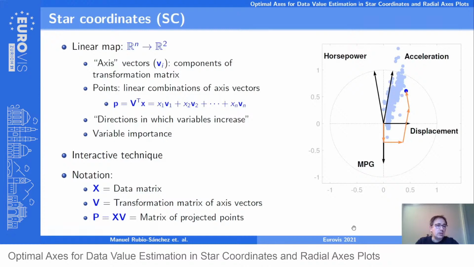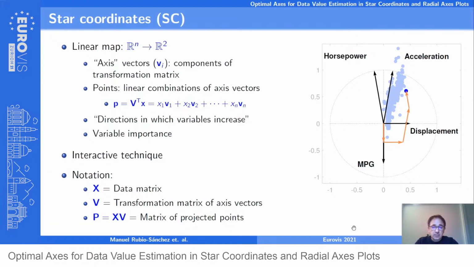The first one is star coordinates, which creates a linear mapping from your n-dimensional data space onto the plane. The axis vectors are simply the components of the transformation matrix, and the points are linear combinations of the axis vectors, where the coefficients of the linear combinations are the attribute values of the data samples. In star coordinates, the vectors indicate directions in which variables increase. I've written this in quotes because we're going to see that in fact there are better directions.